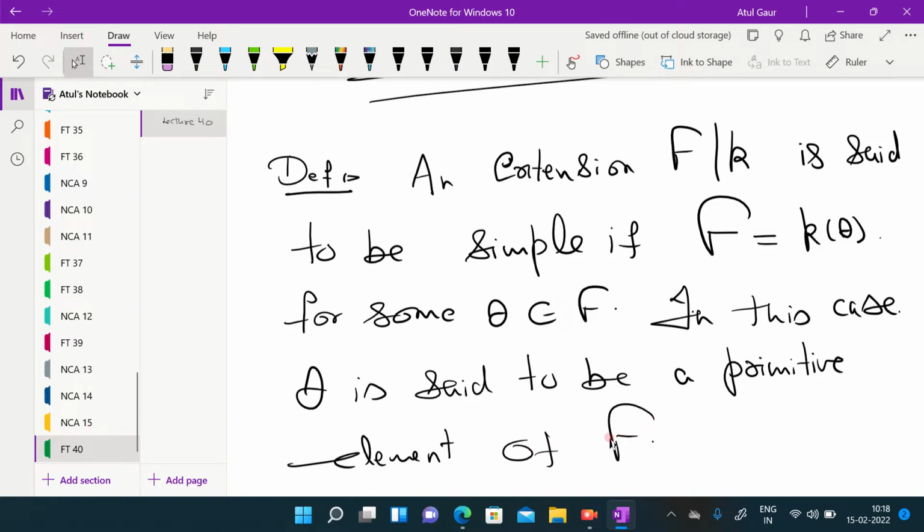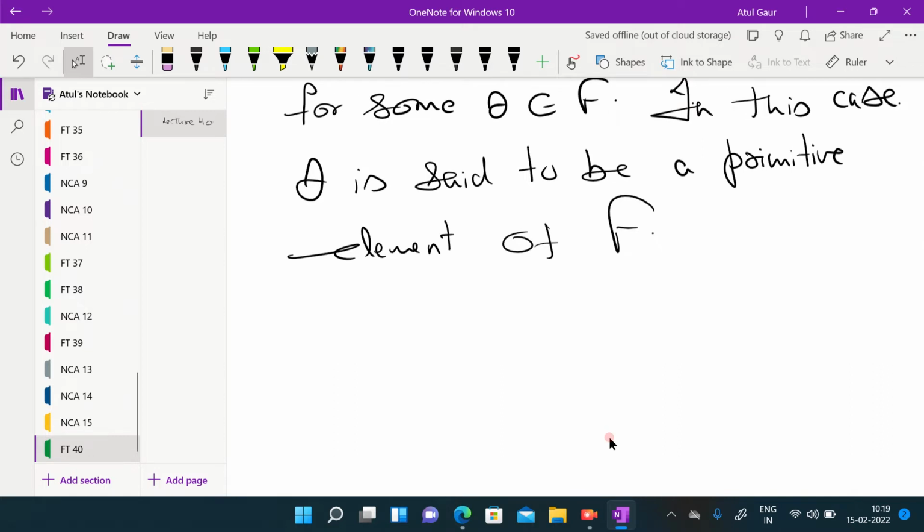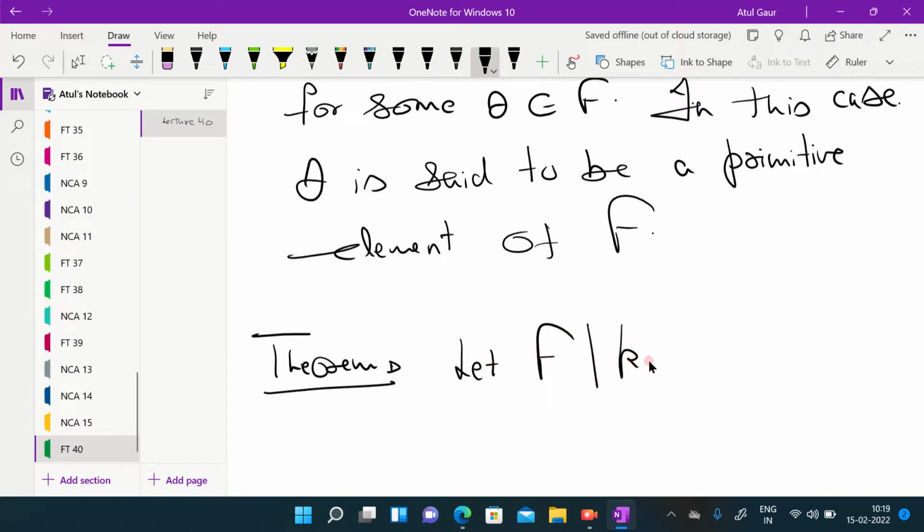So naturally this theta is not unique. You will get many elements in F by which you will get F on adjoining to K. Alright, so this first theorem will give an equivalent condition to determine the extension is simple. So let's say F over K be a finite extension.